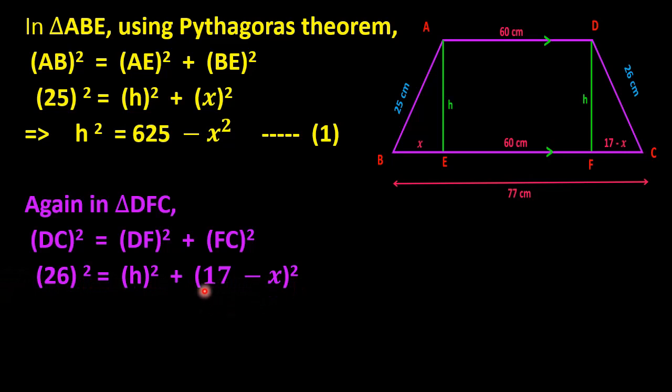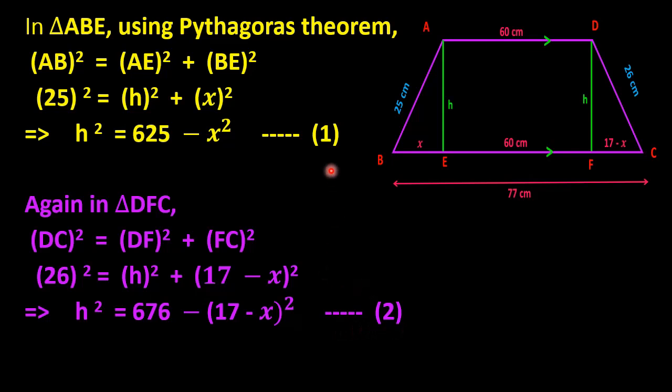Now the second term on the right hand side, that is (17 minus x) whole square, we shift to the left hand side, and this sign will change to minus, and then it will be h square equals 26 square, which is 26 into 26, which is 676, minus (17 minus x) whole square. So let this be equation number 2.